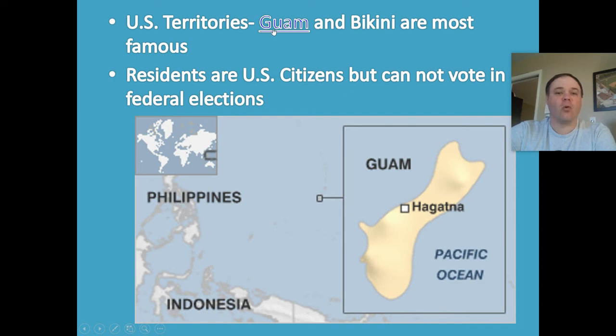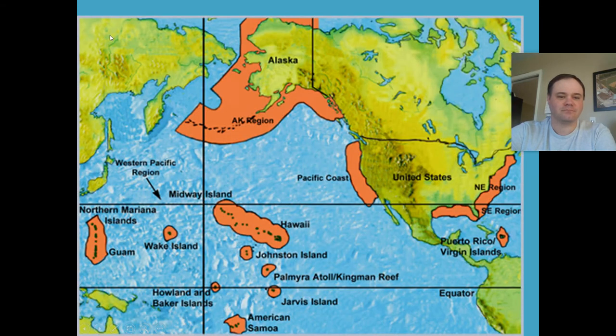The residents of Guam are U.S. citizens, but they cannot vote in federal elections. And here you can see all the U.S. territory, all the water rights that we own, 200 miles off the coasts. So we actually control a lot of that in the Pacific, a lot of military bases.